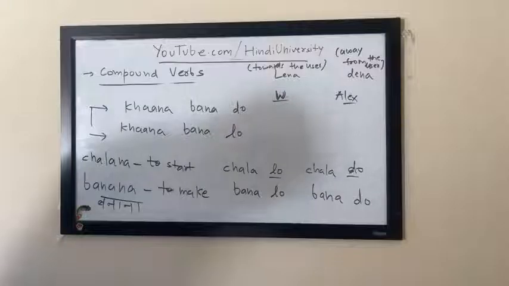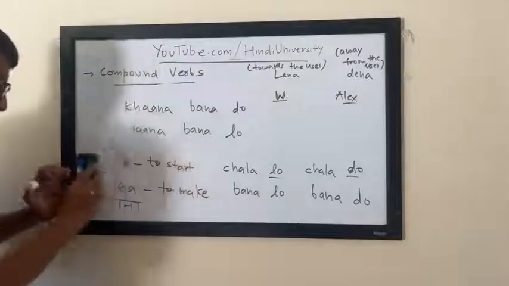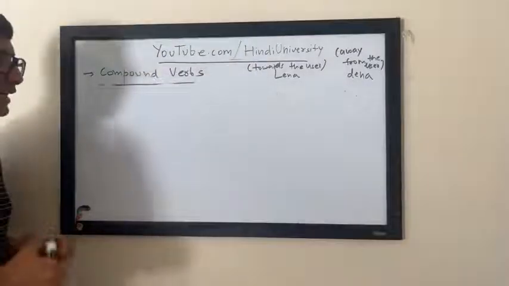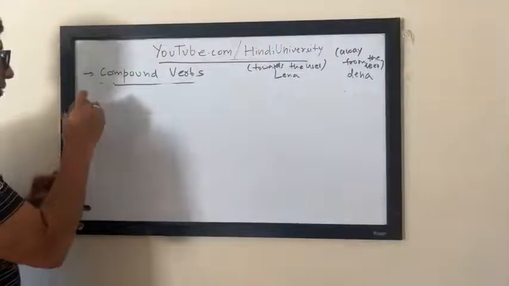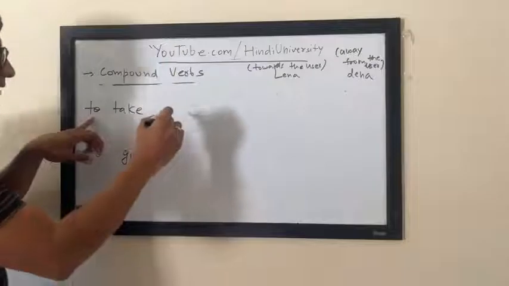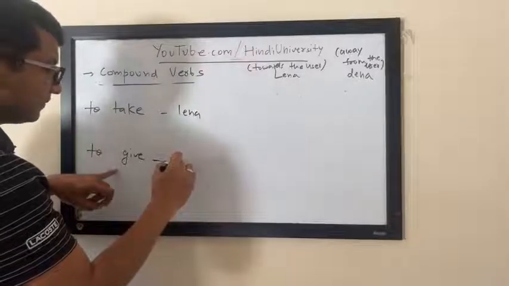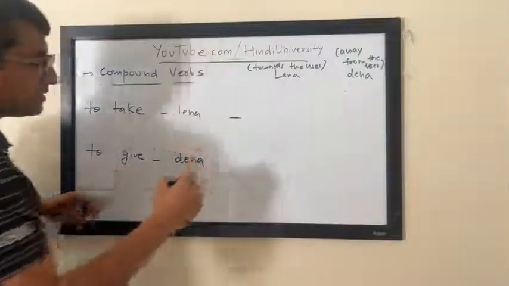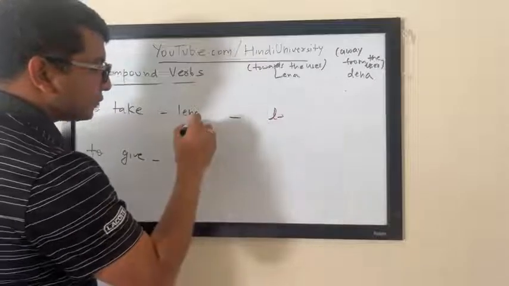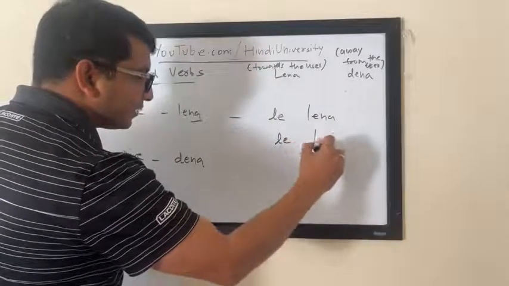My whole goal for this class is to help you understand when to use Lena and when to use Dena with the main verb. Taraji, how are you doing? Good to see you. We've done this work, but let's say we want to use to take and to give along with themselves as an auxiliary verb. So what is to take? Lena. Very good. And to give is Dena. Very good. And just as I briefly mentioned, when you use Lena with Lena, you remove the na and it becomes Le. In the imperative, it would be lelo.